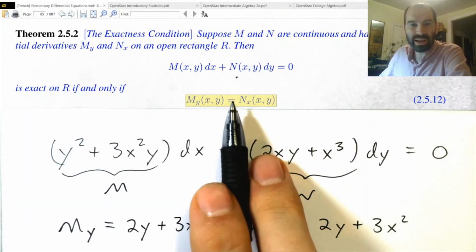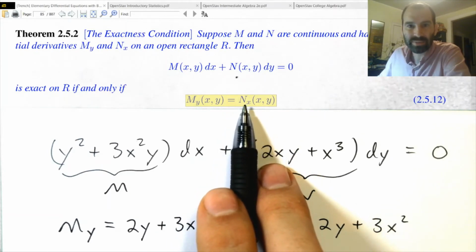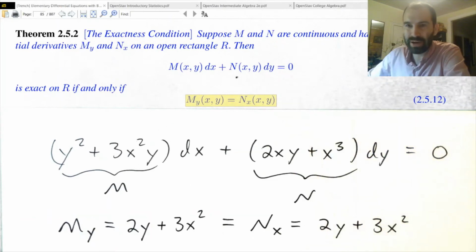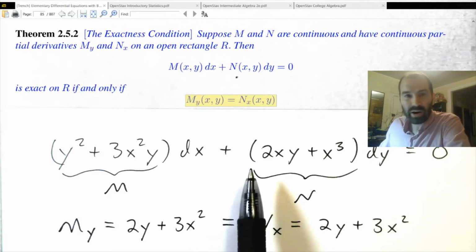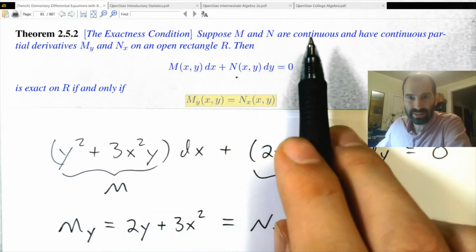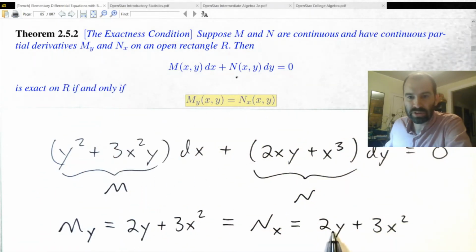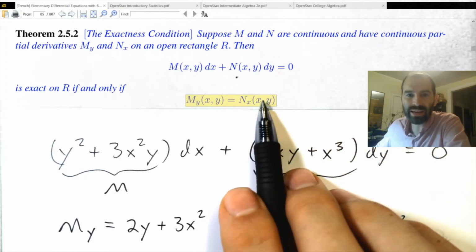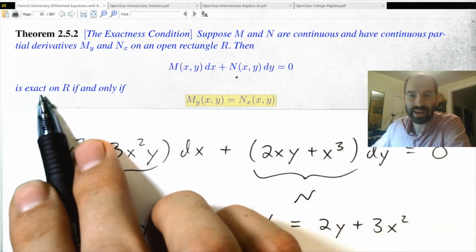And so that condition of the theorem is satisfied. And so what the theorem tells us, if we check the hypotheses, let's check these hypotheses up here. Are M and N continuous? Well, these are polynomial functions, so yes. Do they have continuous partial derivatives? Well, these are polynomial functions, so yes. Polynomials are continuous everywhere. We should have checked that at the very beginning, but yes, they are. So we can go from here to here. So this differential equation is exact.